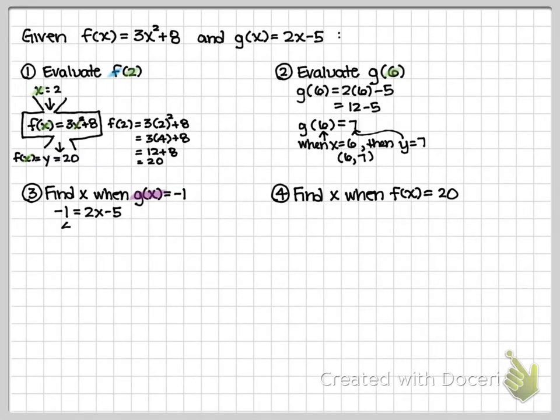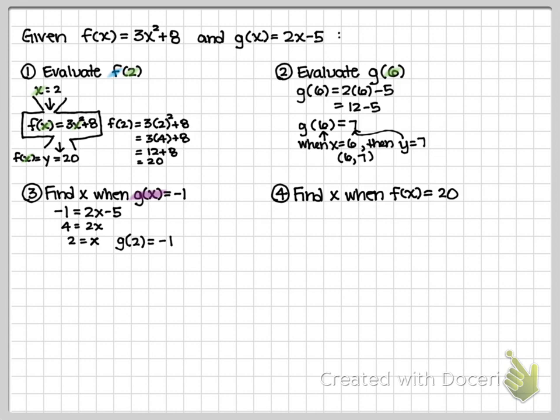So we get 4 is equal to 2x, and then divide: x is equal to 2. So there's your answer. Now, if you need to write it in function notation, this is saying that g, because it's the g function, of the x value you just found, 2, is going to give you a y value of -1. So g of 2 is equal to -1. All right, take a look at the next one.